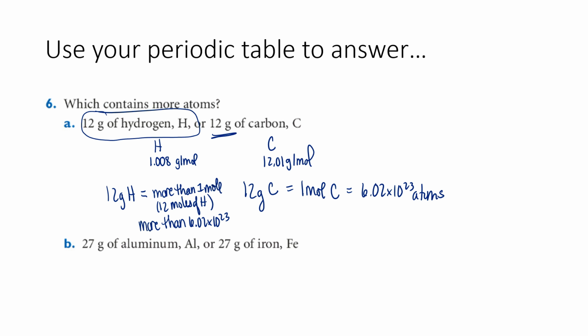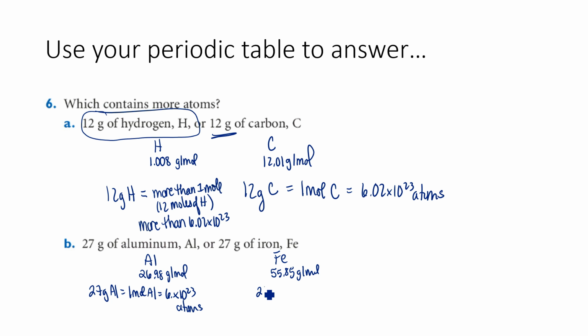Here's another problem, 27 grams of aluminum versus 27 grams of iron. If you look at aluminum, here's aluminum, it's Al. It's got a molar mass of 26.98. If you look on the periodic table, iron has a molar mass of 55.85. So if you have 27 grams of aluminum, that is 1 mole of aluminum. So that's 6 times 10 to the 23rd atoms of aluminum.